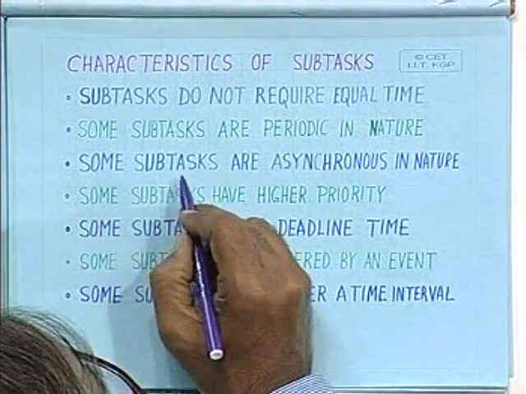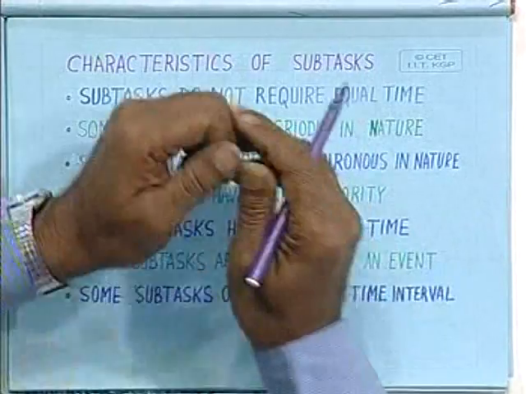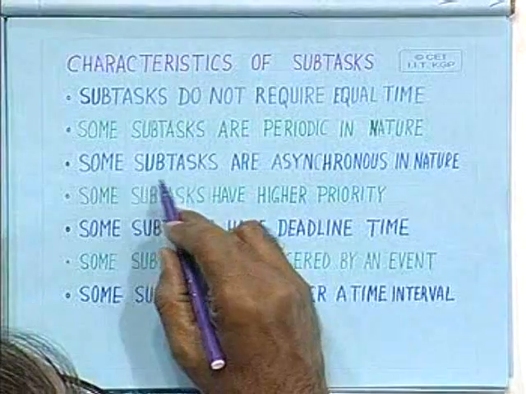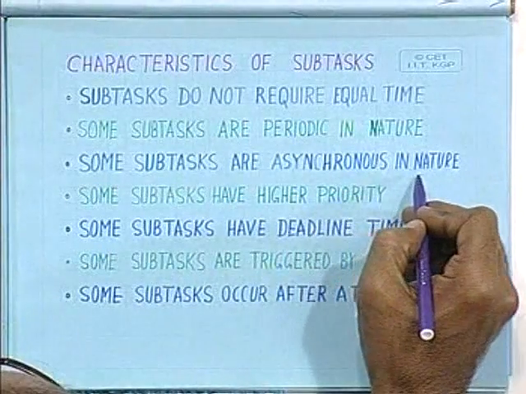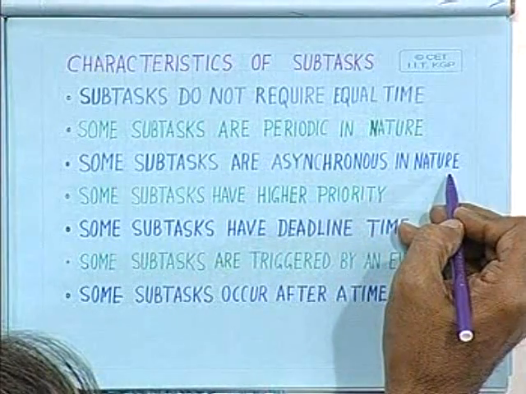Second thing is some subtasks are asynchronous in nature. Some of the subtasks are originating from outside. As a consequence, they may be occurring at any point of time, which is known as asynchronous. That means some of the subtasks will be asynchronous in nature, will occur at any time. So we have to take care of those asynchronous subtasks.